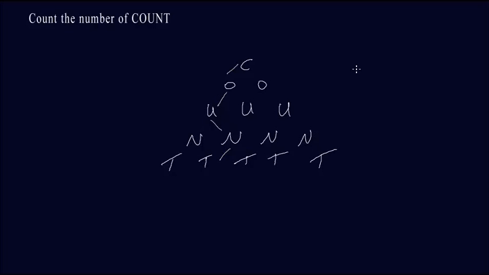We can call event 1 the number of ways to connect a C with an O. How many ways? There are 2 ways. We can say event 2 is the number of ways to connect an O to a U. How many ways are there to connect each O to a U? There are also 2 ways. For example, this O can connect to this U or this U. This O can connect to this U or this U. So each O can connect to 2 U's. How many ways can each U connect to an N? 2 ways. And how many ways can each N connect to a T? There are 2 ways. So this is for a total of 16 ways of forming the word COUNT.